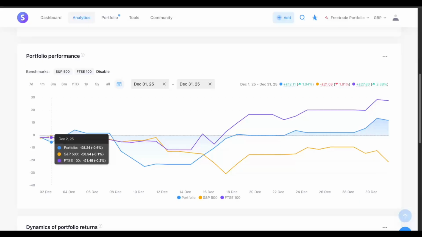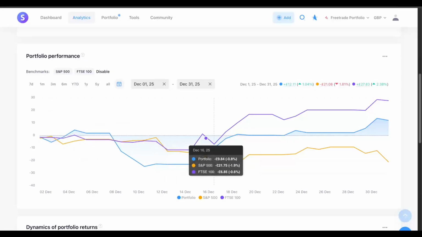That said, it is still early days, and as more time passes, we'll gain a clearer picture as to how my portfolio is performing in comparison to the FTSE 100.